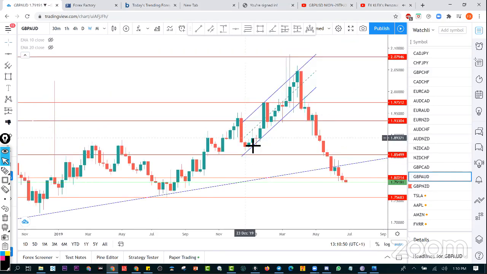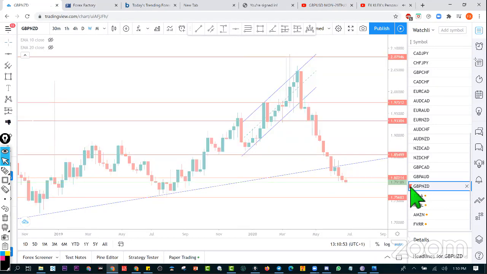Then let's check the British pound sterling against the Australian dollar. We can see it is also in a bearish trend, and we have the British pound against the New Zealand dollar also in a bearish trend.